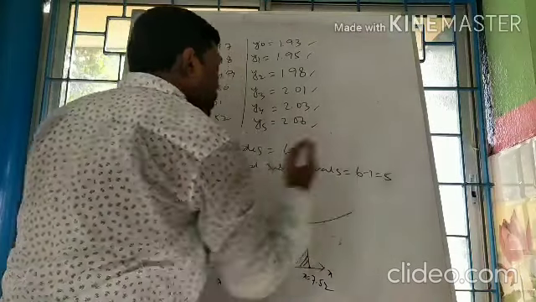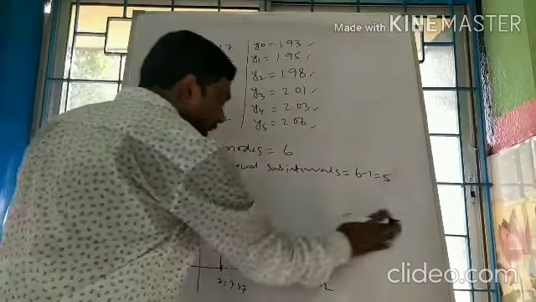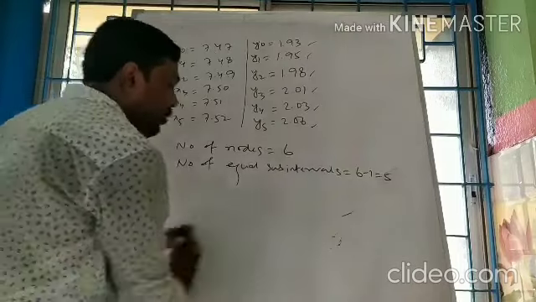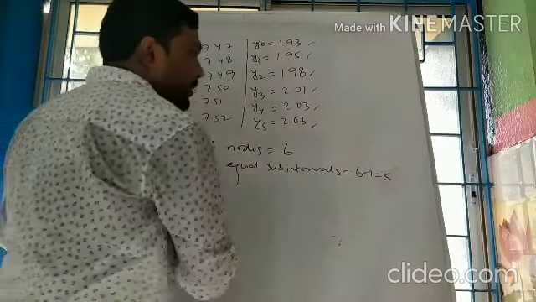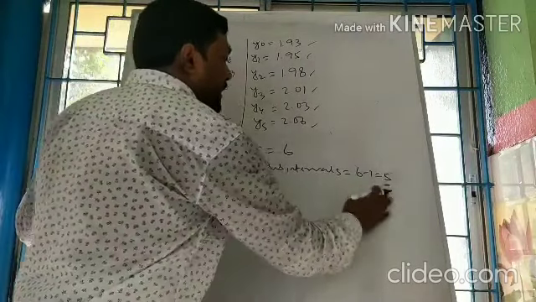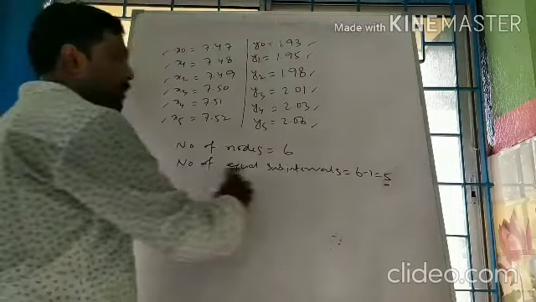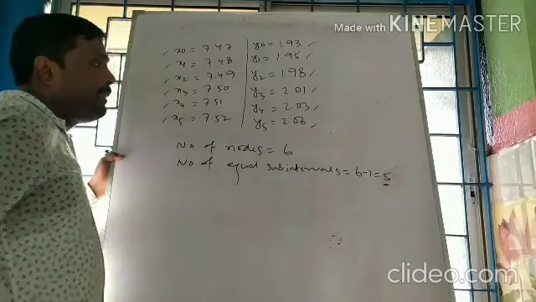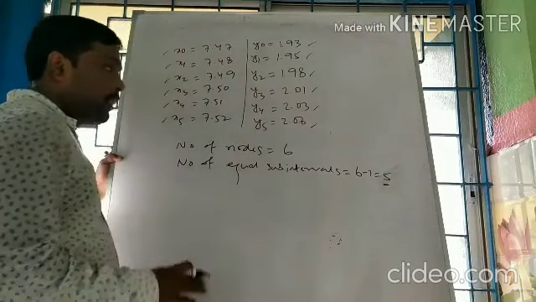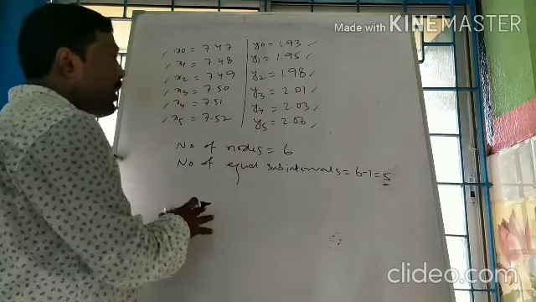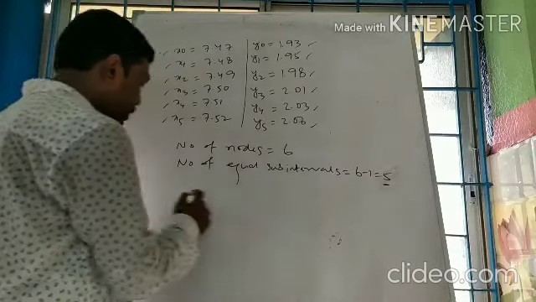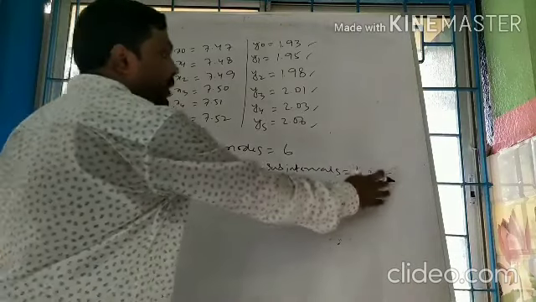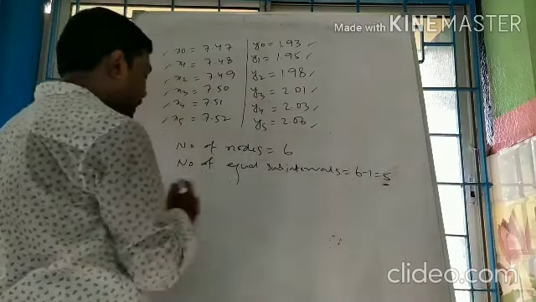This is an odd number. So you cannot apply Simpson's 1/3 rule of integration. The number of equal subintervals is 5, which is odd, so we have to apply the trapezoidal rule of integration.